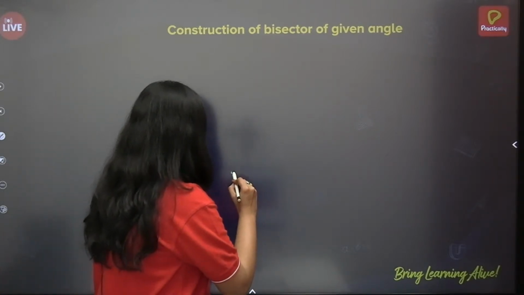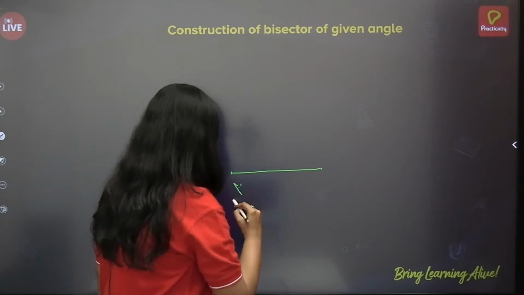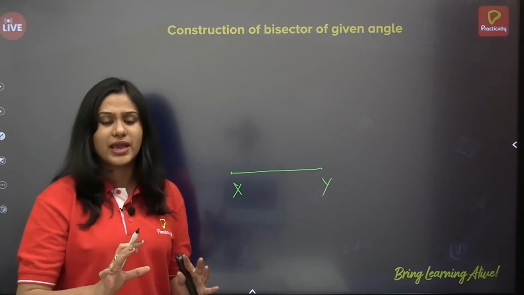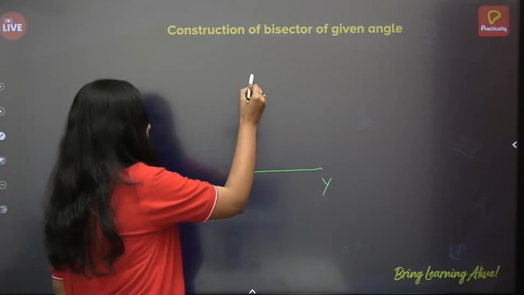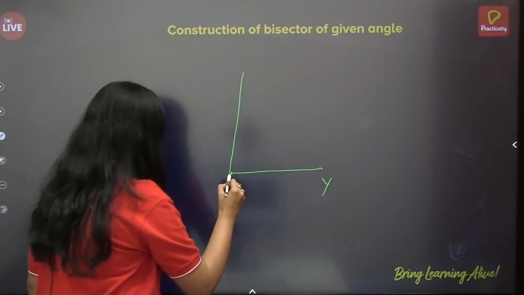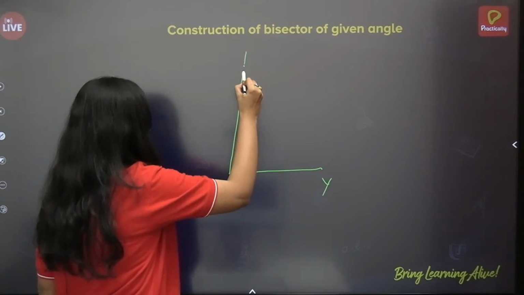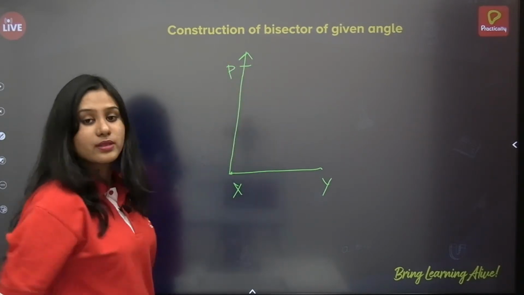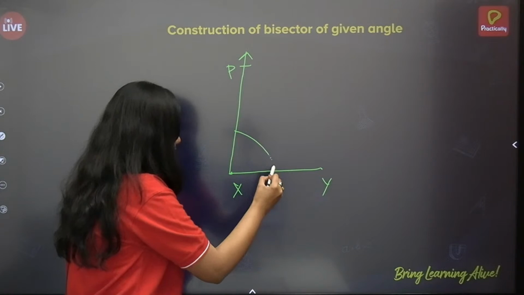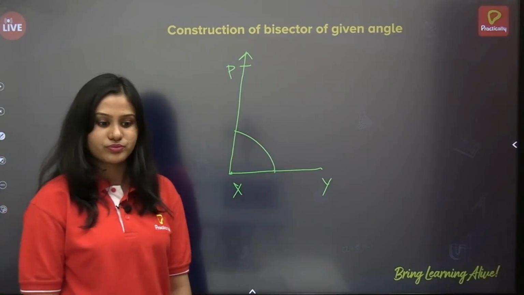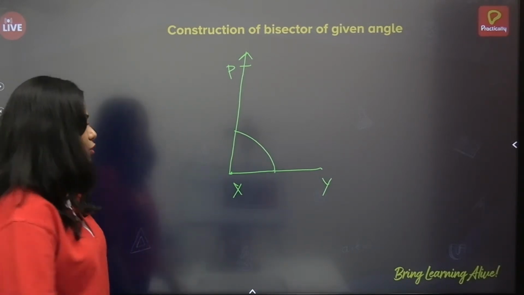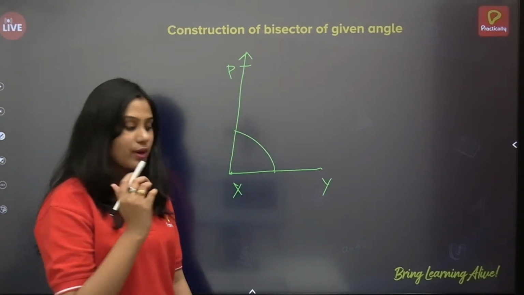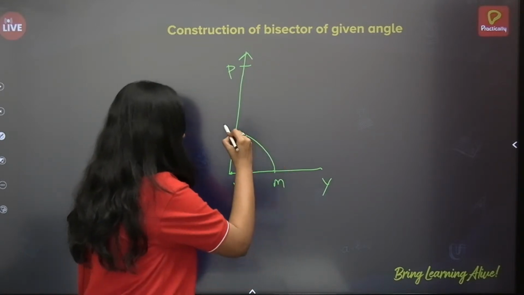Okay, first let me just draw a line segment XY. Okay, and I will take a protractor. I'll randomly take some angle. Okay, so assume this is some 80 degrees, and let us name this as P. Correct? So this is my angle, right? Okay, so at X as center I have just cut an arc. This is my angle. Now what do I have to do? Name these M and N.